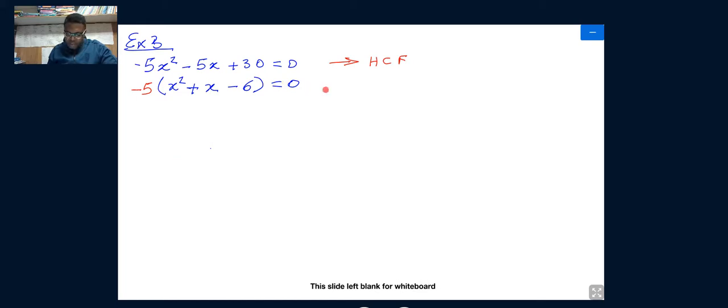Do you want to divide by negative 5 both sides? Yes, you're going to get a 0, right? You divide by negative 5, divide by negative 5. 0 divided by negative 5, you're going to get a 0. We end up with x squared plus x minus 6 equal to 0. We have to factorize this.